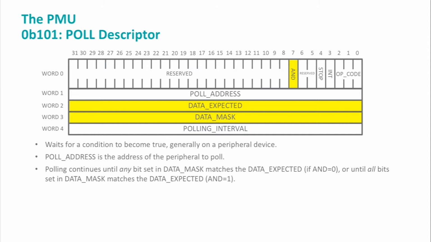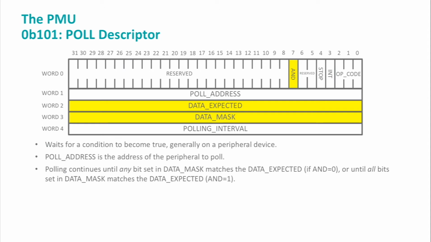If the AND bit is set, the match condition is satisfied only if all the selected bit positions in the data expected field match the data read from the bus. You'll set the AND bit if you're polling for a particular value appearing in a peripheral register or a memory location. But if the AND bit is clear, the polling condition is considered met if any of the bits under the mask in the data expected field match the data read from the bus. You'll use this option if the register you're reading contains a set of condition flags and you want to proceed if any of those condition flags becomes true.